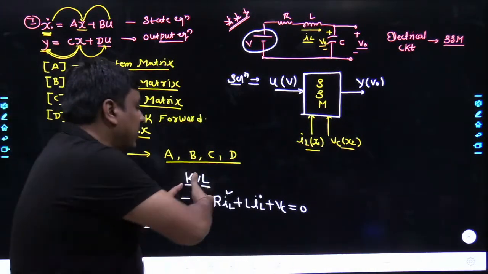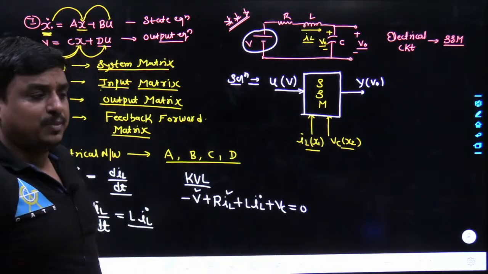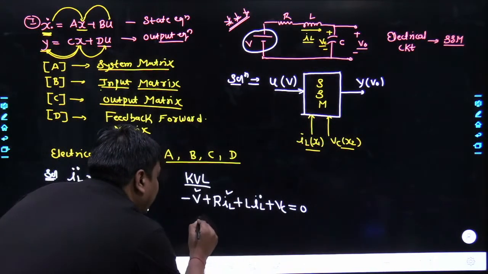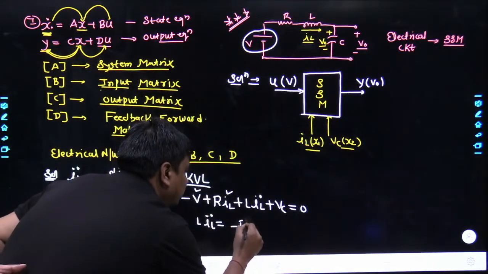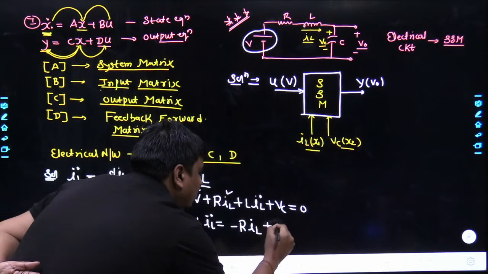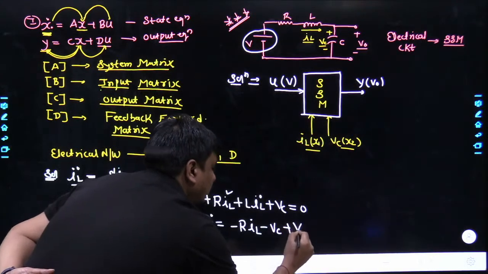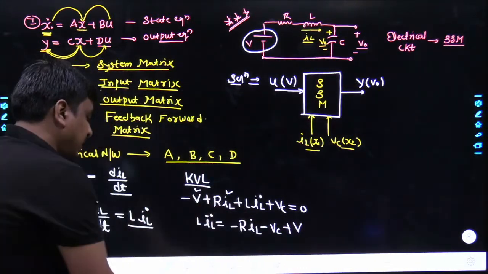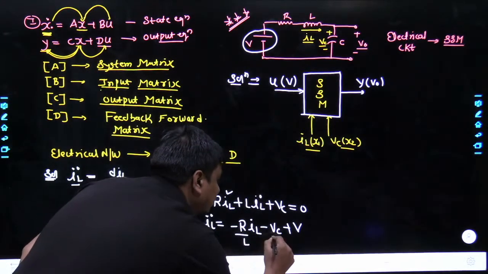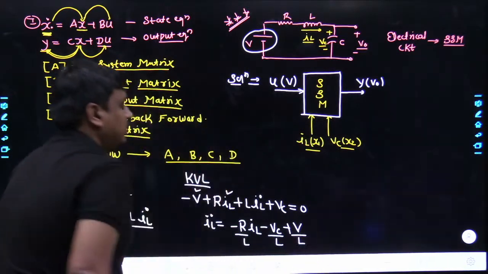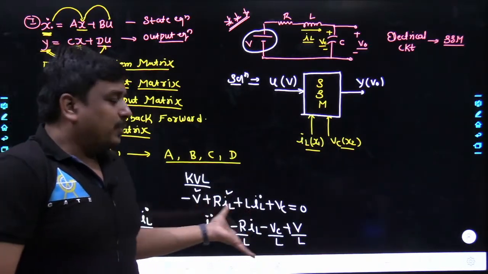Agreed? Now I would reframe this differential equation such that I am able to get the part of A as well as the part of B. L times IL dot is kept on the left hand side and the remaining components are shifted to the right hand side. So here it becomes R times IL, and the sign becomes minus for VC and plus for V. This L would get shifted to the right hand side. So here it becomes minus R by L, here it becomes minus 1 by L, and simply it becomes V by L. Agreed? So the part of A and B is known up to a bit.